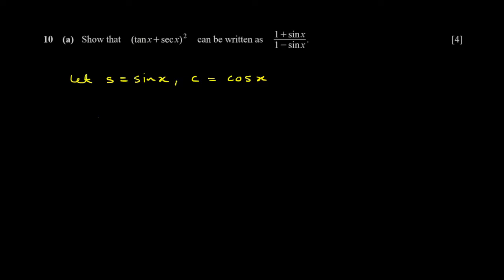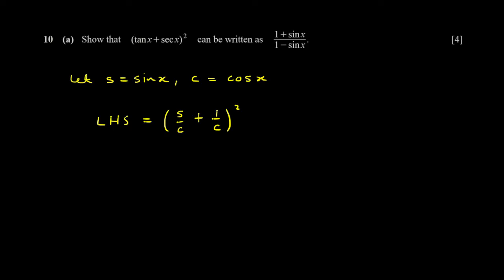All right, so let's talk about the left-hand side, by which I mean this thing here, tan x plus sec x all squared. I'm going to write tan as sine divided by cos, so S divided by C. And I'm going to write sec as 1 divided by cos, so 1 upon c all squared.